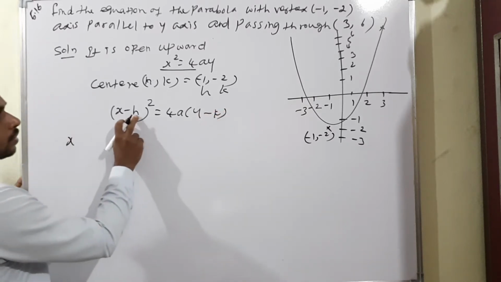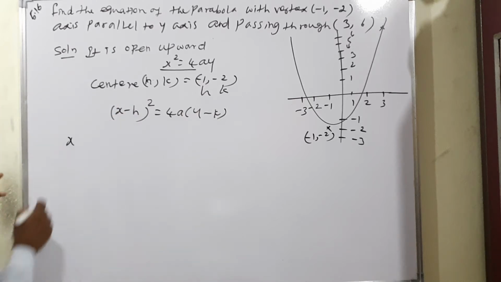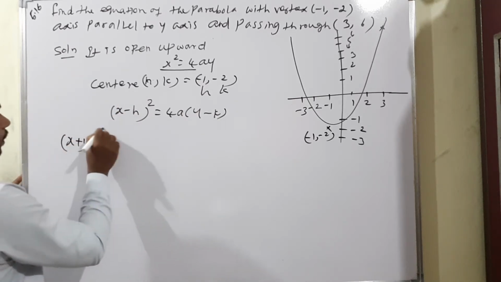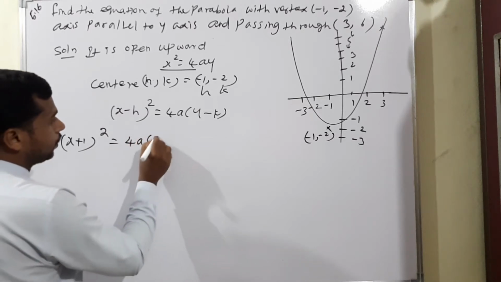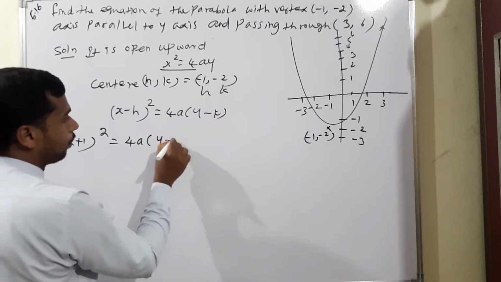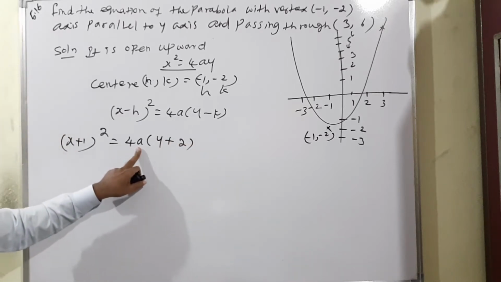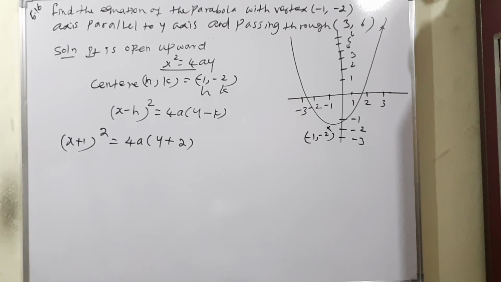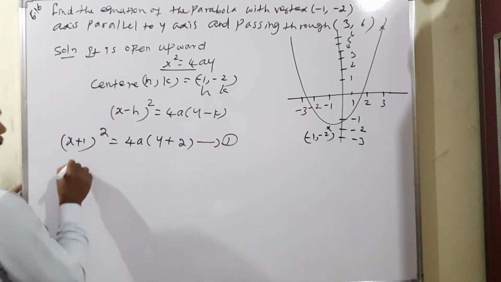Now, the value of h is minus, and it already has a minus sign, so minus into minus becomes plus. We can write (x plus 1) the whole squared equals 4a times (y plus 2). First we have to find the value of a, using the point it passes through. Consider this as equation number 1.